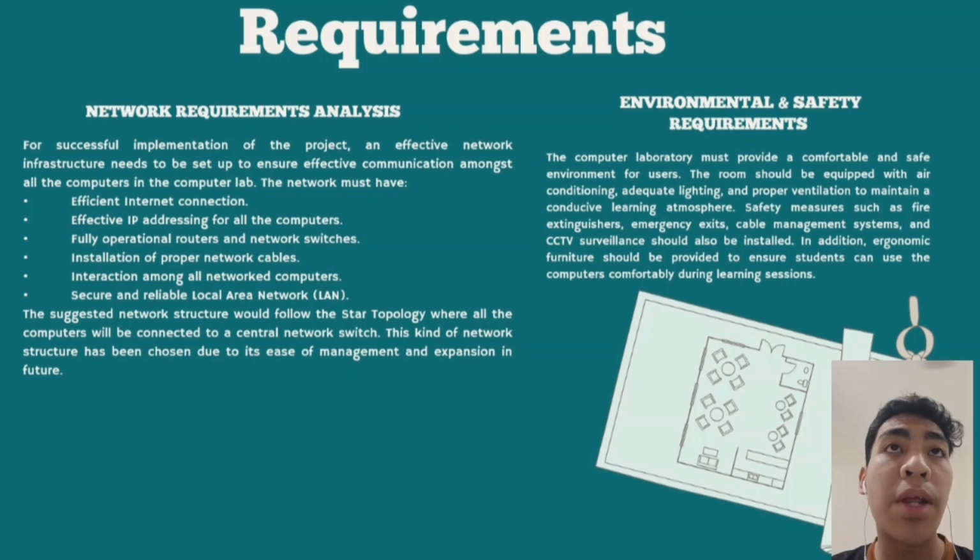Then we are going to the network requirement analysis. For successful implementation of the project, effective network infrastructure needs to be set up to ensure effective communication amongst all of the computers in the computer lab. The network must have an efficient internet connection, effective IP addressing for all the computers, and fully operational routers and network switches. The network also needs proper network cable installation, interaction among all the networked computers, and a secure and reliable local area network LAN.